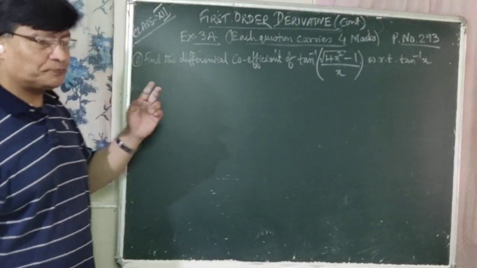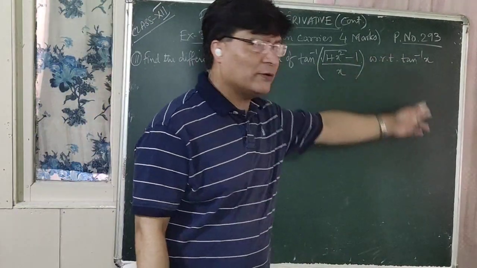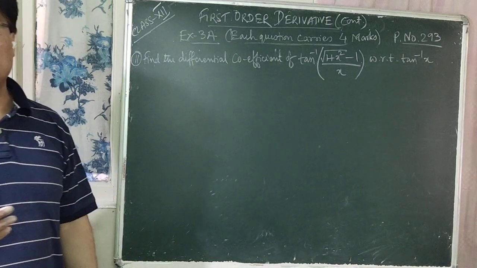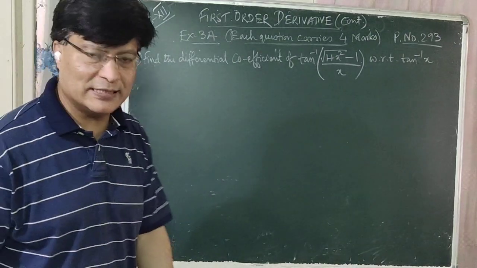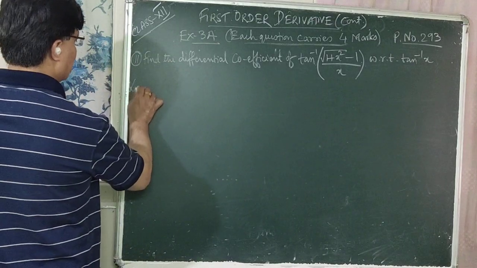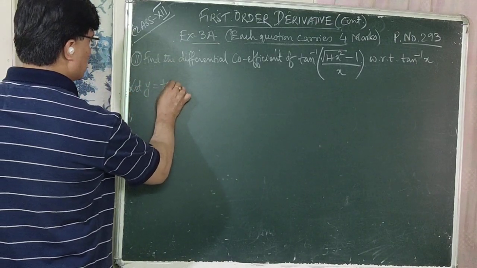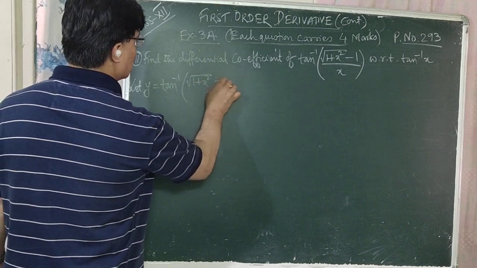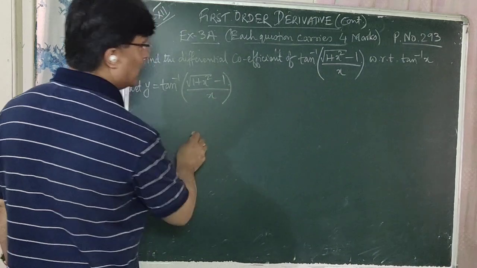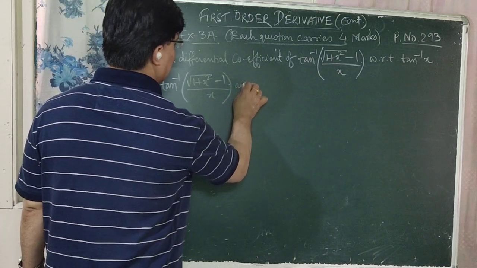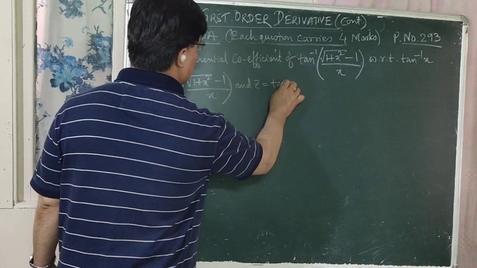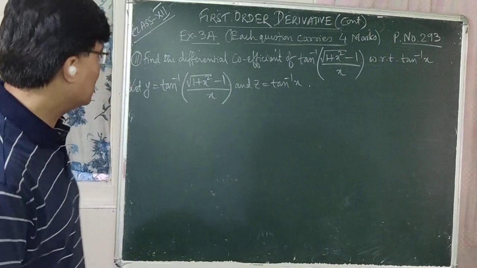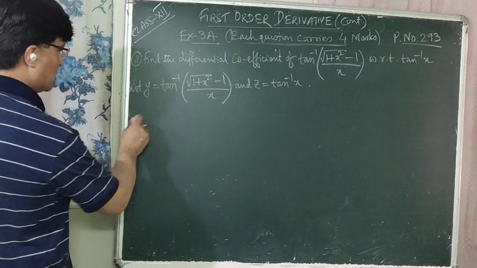Let us assume the first function as y and the second function as z. That means you have to find out the differential coefficient of y with respect to z, that is, you have to find dy by dz. Okay. So let y is equal to tan inverse within bracket root over 1 plus x square minus 1, whole divided by x, that is y, and what is z here? z is equal to tan inverse x. Okay. So now let us find out dy by dx first.